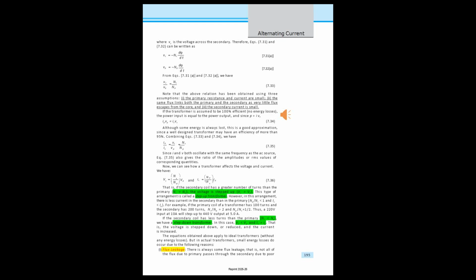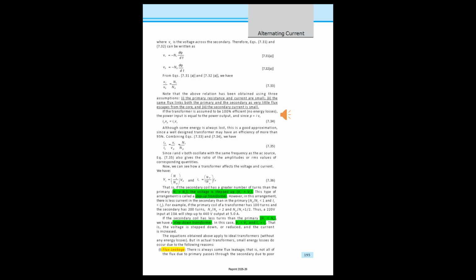Which is used in the case of television. However, in this arrangement, there is less current in the secondary than in the primary. That is, NP by NS is less than 1 and IS is greater than IP. For example, if the primary coil of a transformer has 100 turns and the secondary has 200 turns, NS by NP equals 2, and similarly, NP by NS will be equal to half. Thus, a 220 volt input at 10 ampere will step up to 440 volt output at 5 ampere.